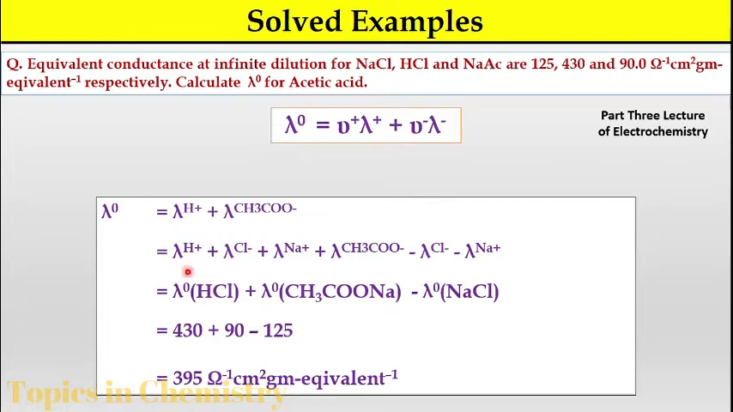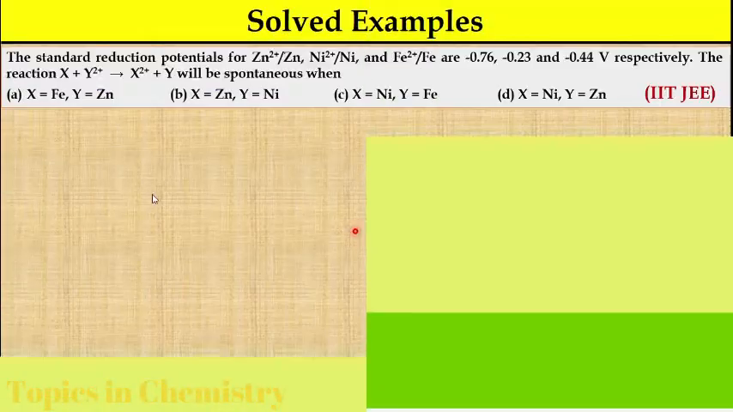Lambda H plus plus lambda Cl minus is equal to lambda 0 of HCl. So lambda 0 of HCl plus lambda 0 of CH3COONa minus lambda 0 of NaCl. So that will give you 430 plus 90 minus 125. That is equal to 395 ohm inverse cm square gram equivalent inverse. So that is the value of lambda 0 of acetic acid.